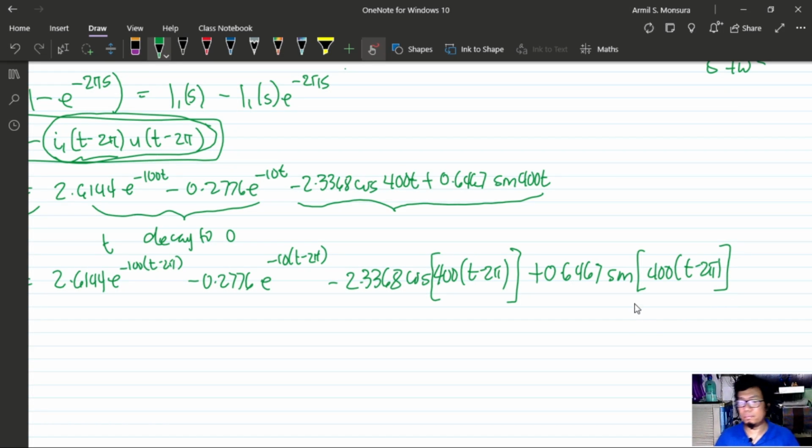You may be able to verify later that ito at saka ito. Again, ito na-verify natin kanina that this is the same as sine 400t. Ito naman, this one is also the same. This cosine 400t minus 2 pi is essentially the same.